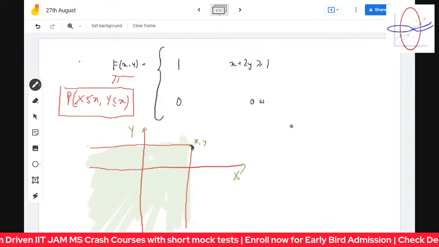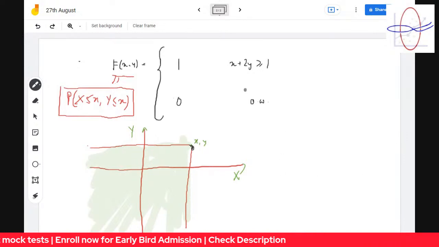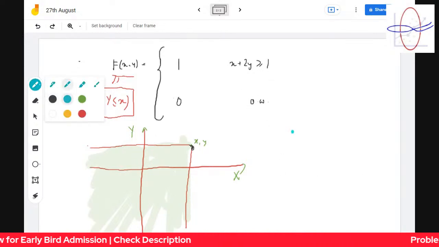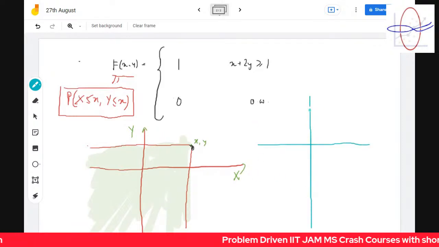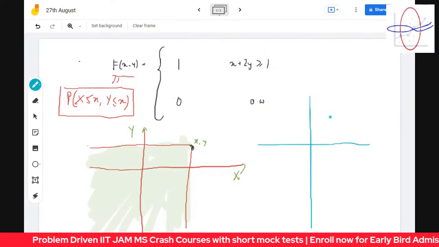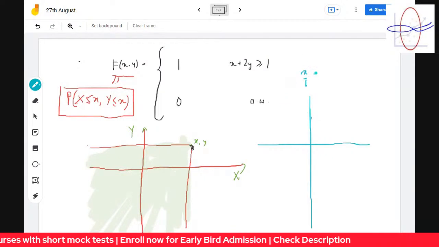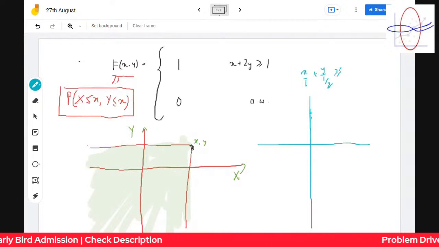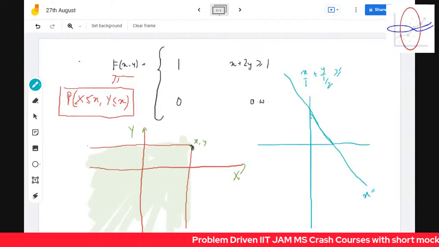Now it's asked whether it's a joint distribution or not. So let's draw the region x plus 2y greater than or equal to 1. That means x by 1 plus y by half is greater than or equal to 1. This is the line: x plus 2y is equal to 1.